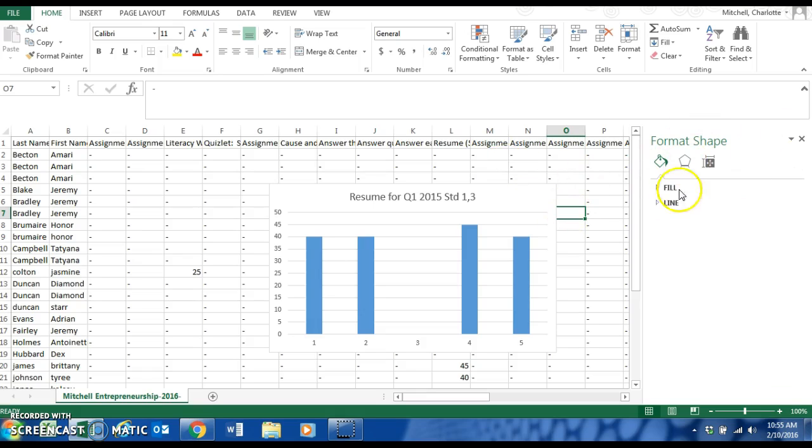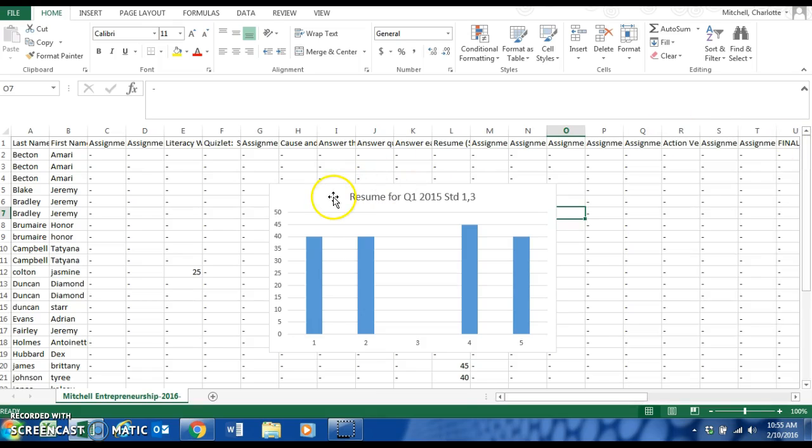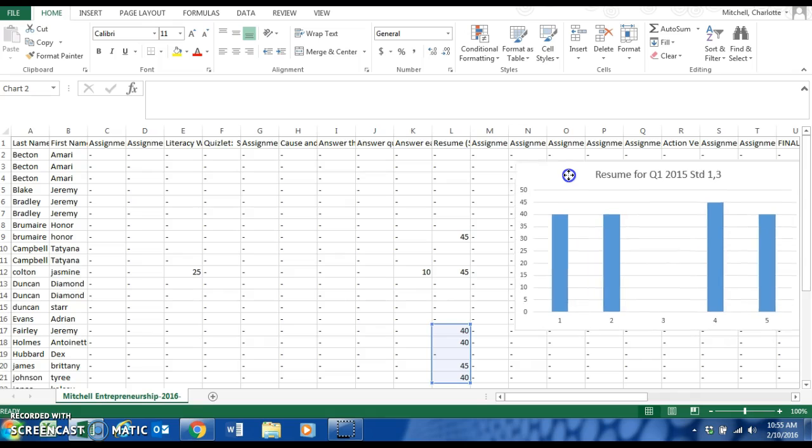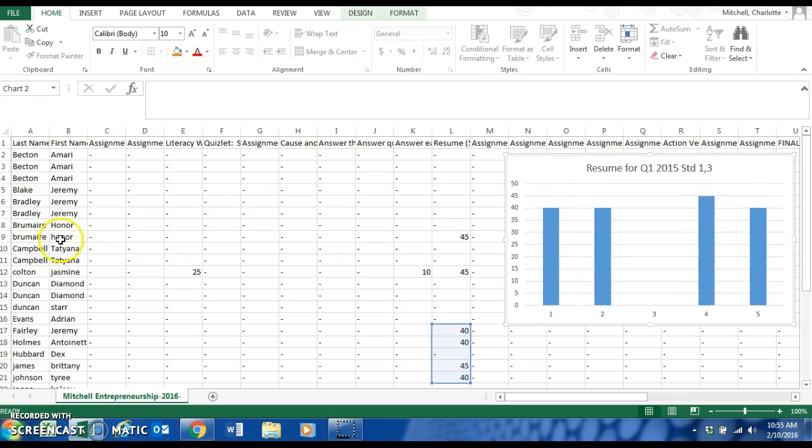I won't get into formatting shapes or anything with the chart because that's really not what this was about. This is about how can I use Edmodo to help me with data analysis. And more specifically, I want to look at a specific student, or I want to look at a group of students and have an opportunity to reflect. And that's Edmodo and data.